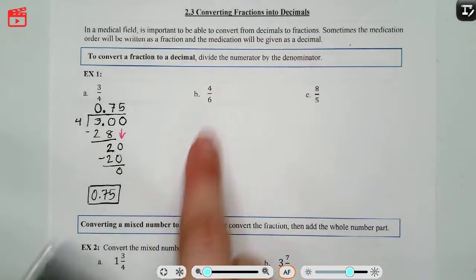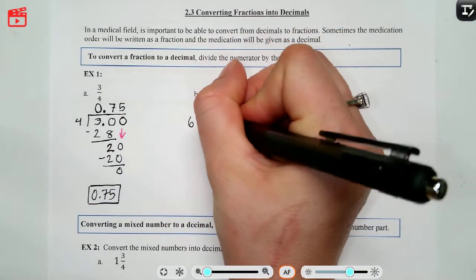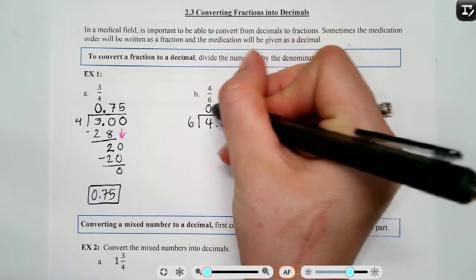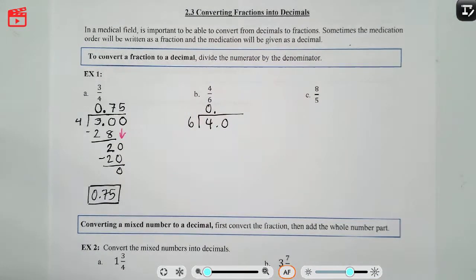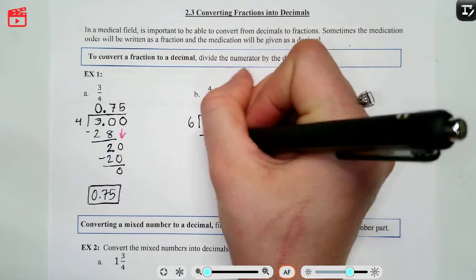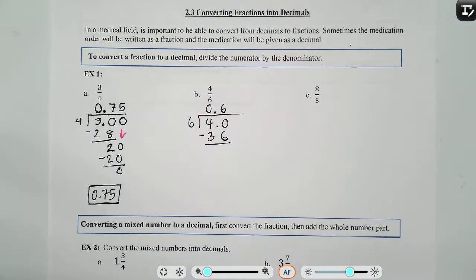All right, go ahead and try to do the long division with 4/6. All right, can 6 go into 40? Well, it can get close. How many times? 6 times. Okay, so minus 36. And then, let's see.